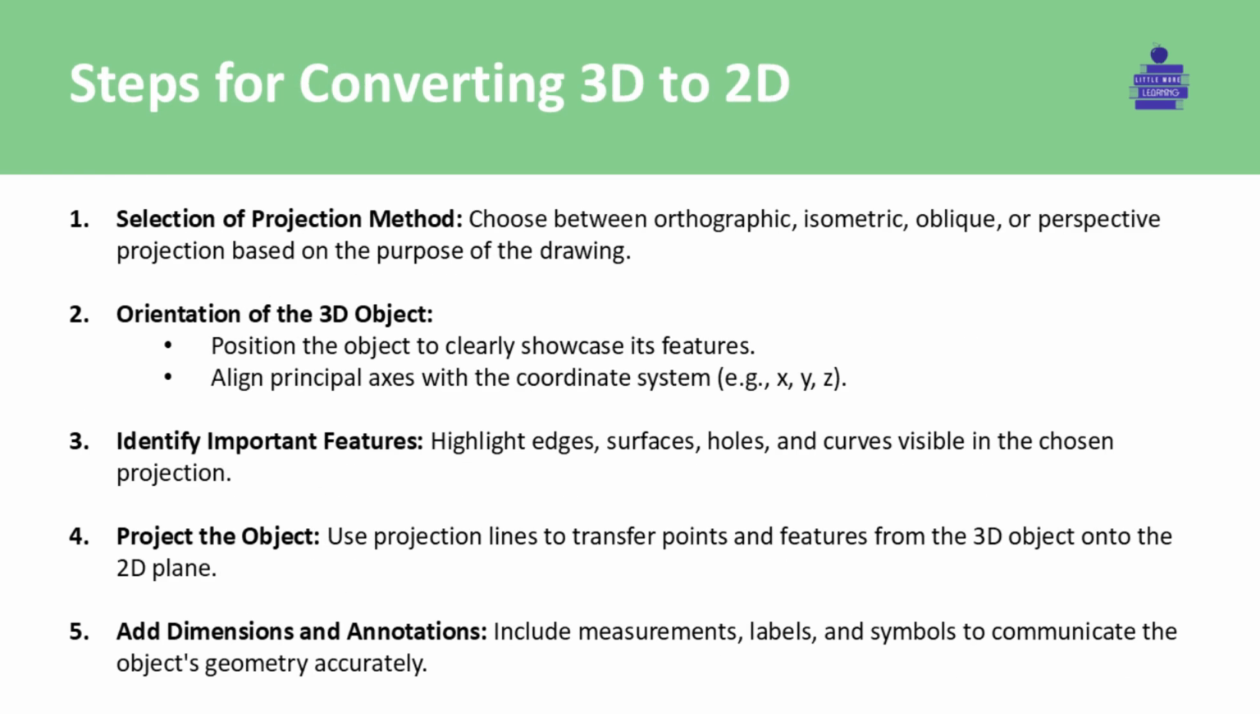To convert a 3D object to a 2D drawing, we select the projection method based on what we need to communicate. Consider the orientation to showcase important features, identify and highlight essential edges and surfaces, systematically transfer features to the 2D surface, and add dimensions and annotations for clarity. Every step should enhance understanding of the object.